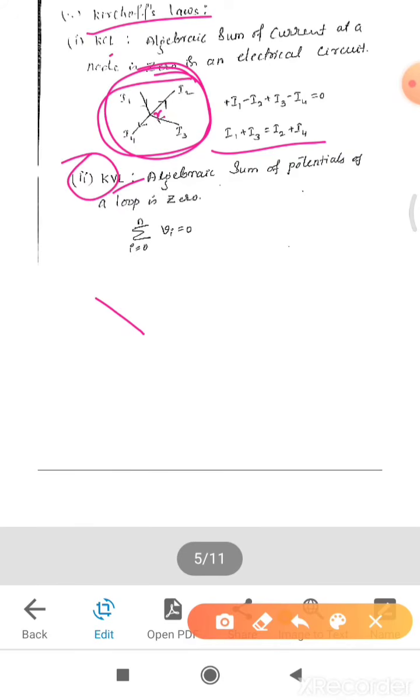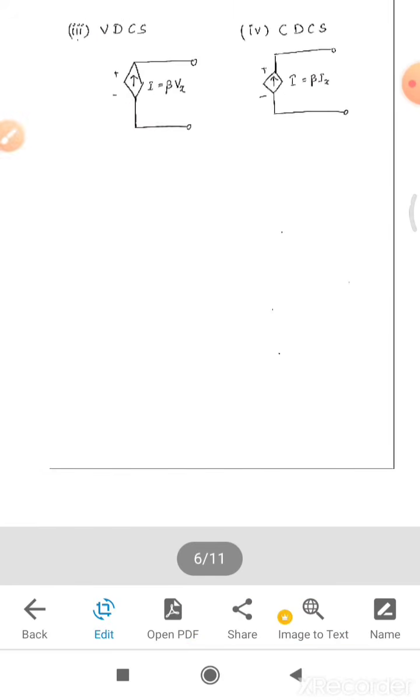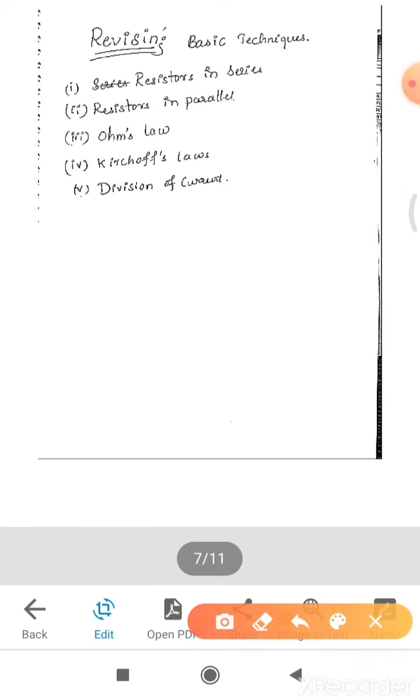And what about KVL? KVL is: the algebraic sum of potentials in a loop is 0. These two are our Kirchhoff's laws, KVL and KCL. And then the last one is the division of current, which we can also call branch currents.